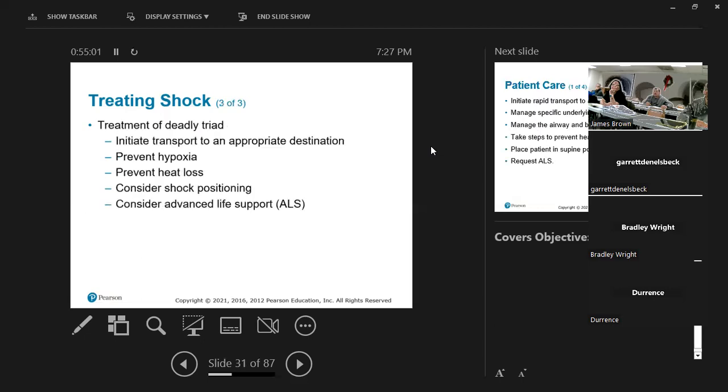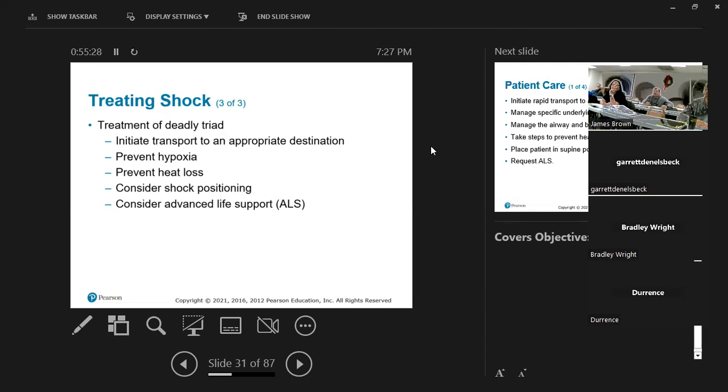Okay. All right. So what I just went over, pretty much. Shock positioning, I know that they were saying in the book, elevation can help. I've read some things that say yes, some things that say no, but hey, if anything helps, use it.